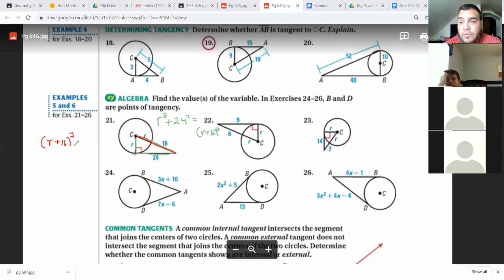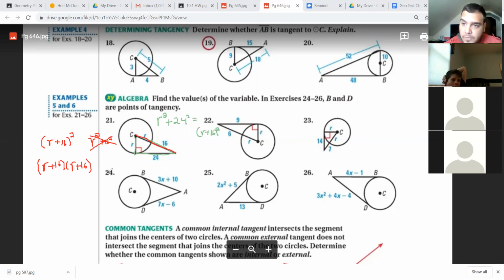I'm going to tell you this: if you do R squared plus 16 squared, I'm going to mark it wrong on your test every time. It is incomplete. It's incorrect. Do not distribute the square like that. What you have to do when you square something in parentheses is rewrite the parentheses as R plus 16 times R plus 16. It's not as convenient, but that is the correct way to do it.